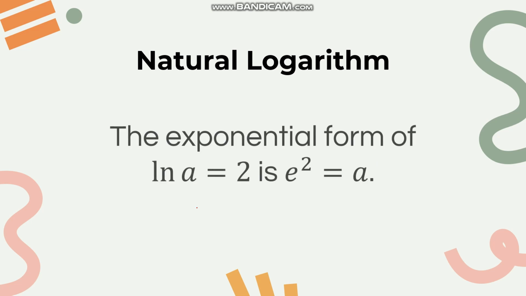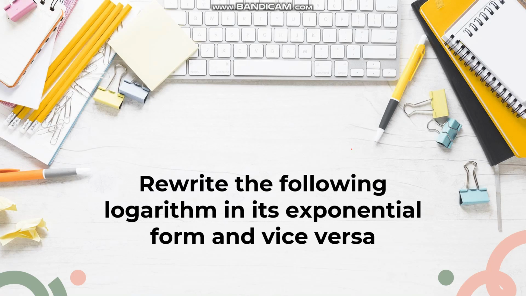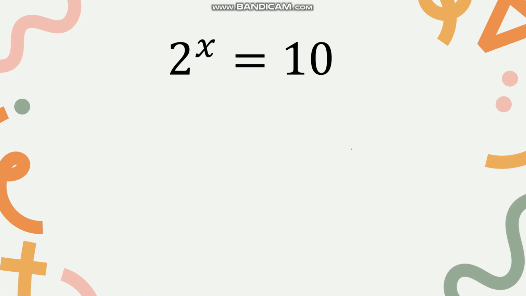Example, you are given ln of a equals 2. Since the given here is ln, that means the base is e. You still have the argument and the exponent. So we have here e raised to 2 equals a. That is what you call natural logarithm. Now let us rewrite the following logarithms in their exponential form and vice versa. Let's start with 2 raised to x equals 10.